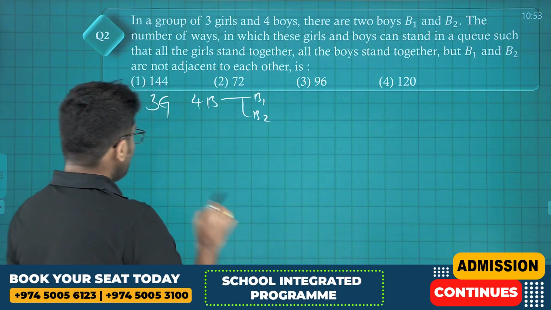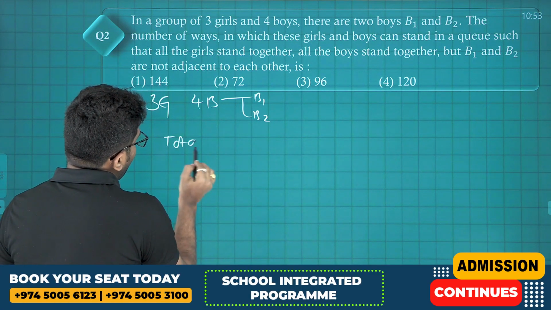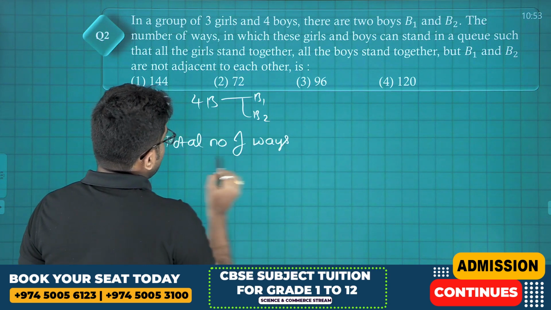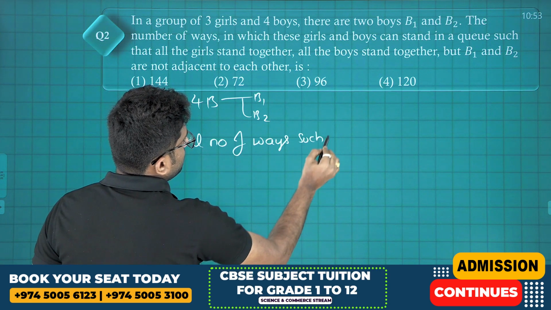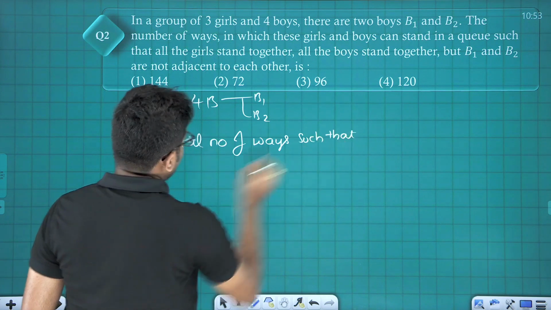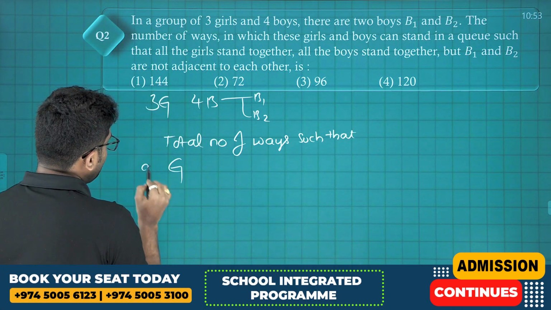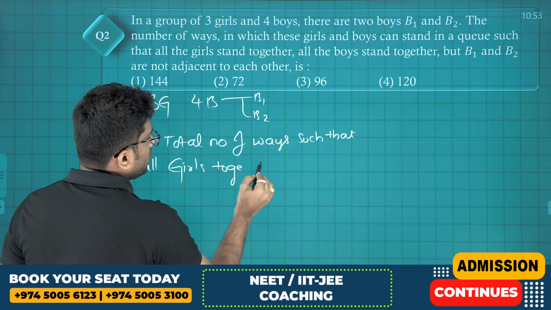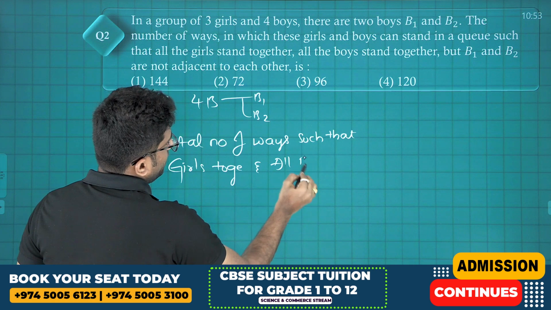So we do one thing. First, the total number of ways such that all girls together and all boys together.